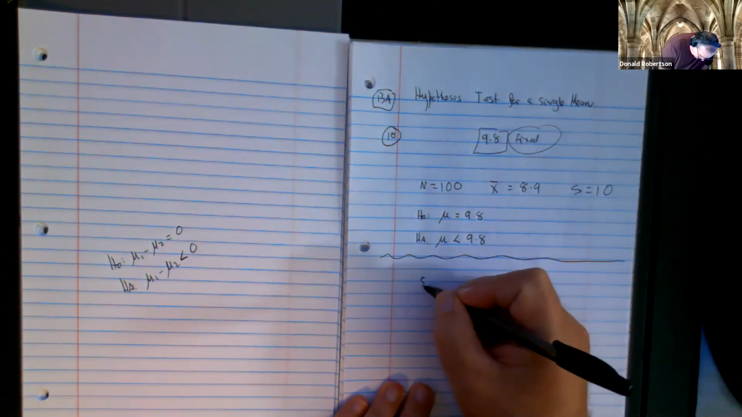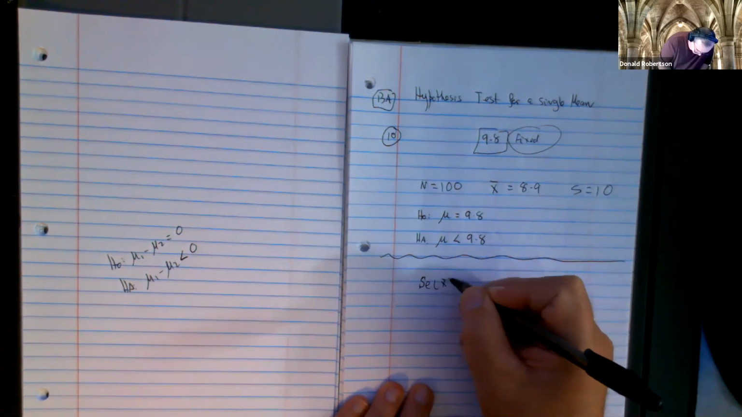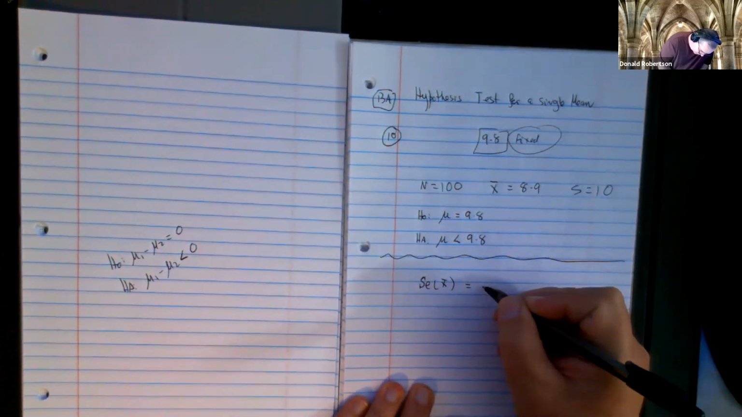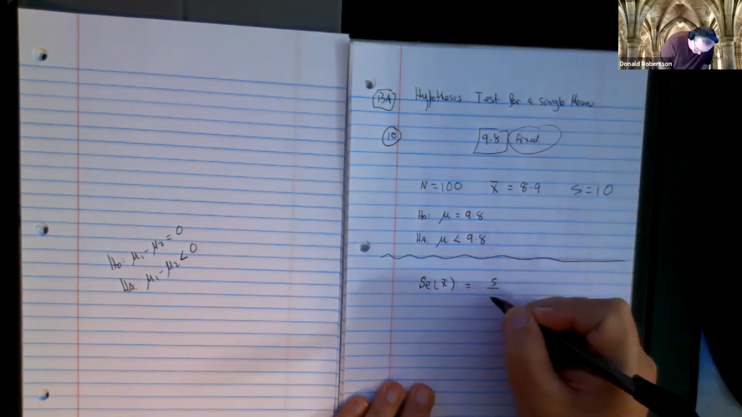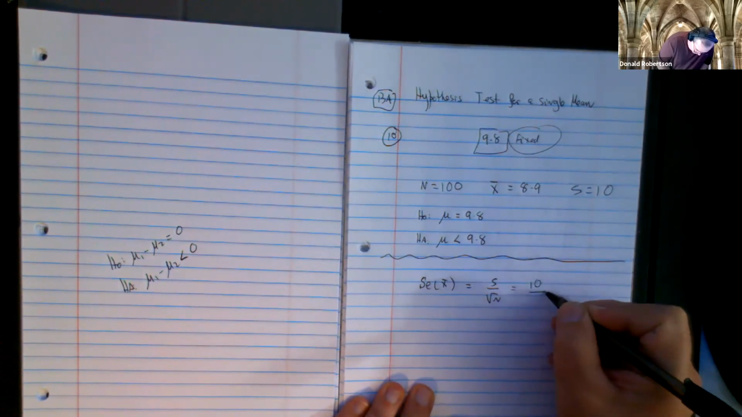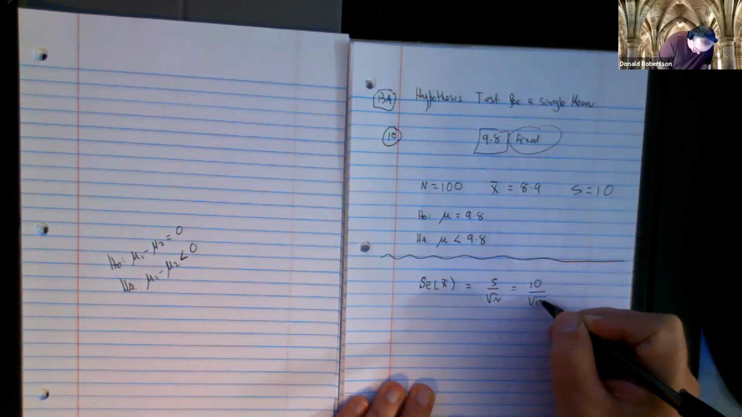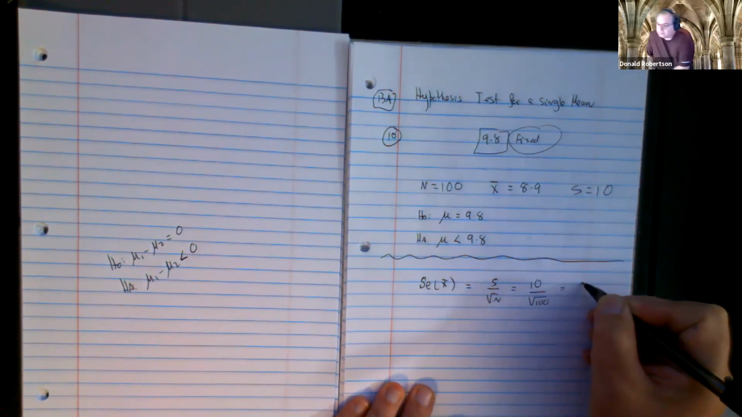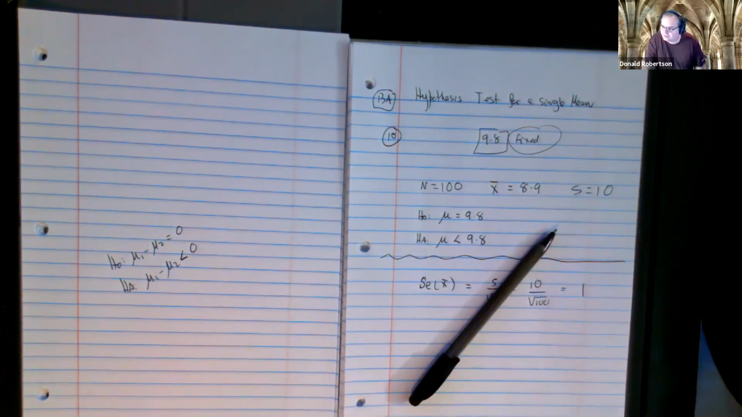So the standard error of the mean is S over the square root of n, which is 10 over, oh, that's 1. It's a surprisingly nice number. Can you actually see this? I should have checked. Yes, you can, right? You're actually seeing this. All right.